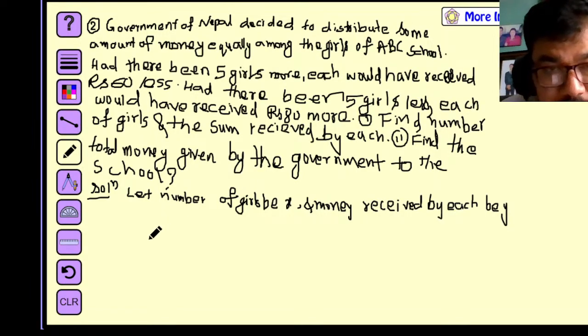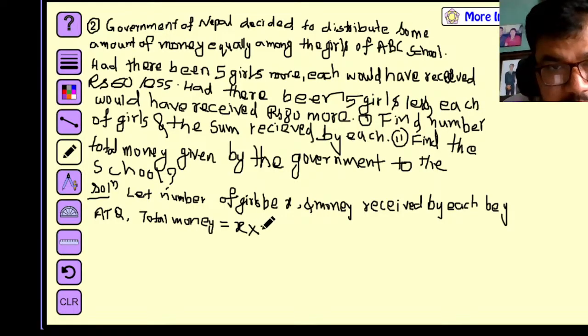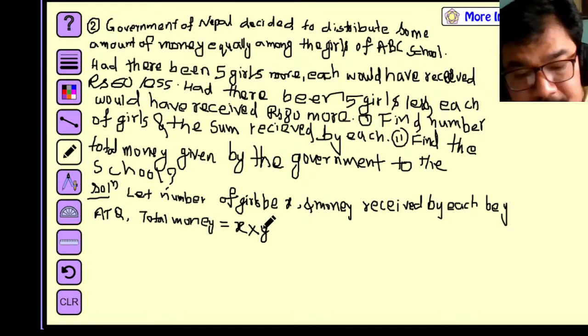According to the question, I'm writing the shortcut ATQ. According to the question, ATQ, look here, the total money equals what? Total money means the distributed money. Total money will be the number of girls, x, and the money issued to each is y. When you multiply them, you will get the total money, right?